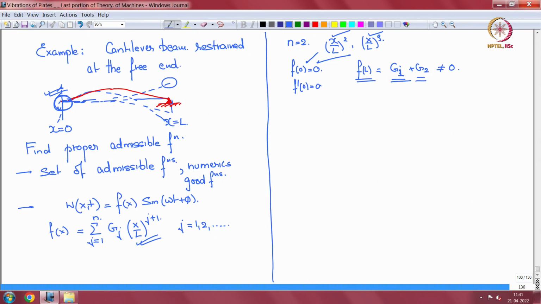So how do you now enforce this condition using these not fully admissible functions? That is the Lagrange multiplier method. We are just about out of time, so we will continue this in the next class. Thank you very much.